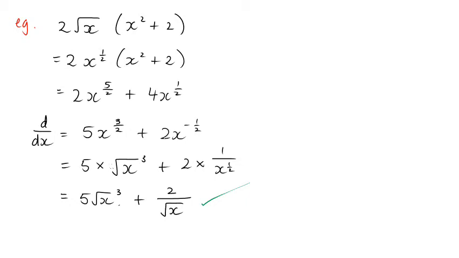Okay, what do we need to be able to add 2 fractions together? A common denominator. So we're going to do that one on top. We have to multiply it by the same thing on the top and the bottom. So we've got square root x cubed times another square root x. How many square root x's is that? 4. So we get 5 square root x to the 4 plus 2 all over square root x.